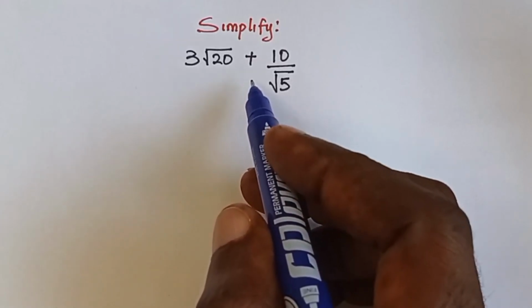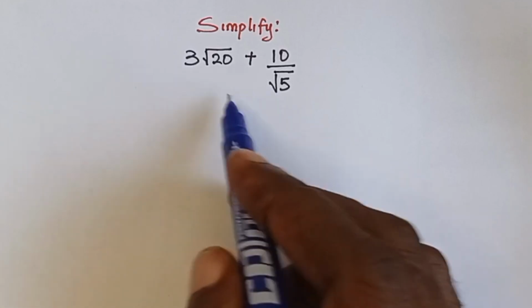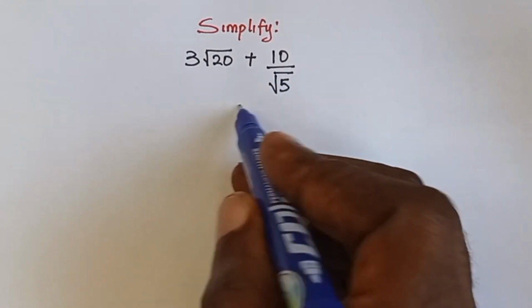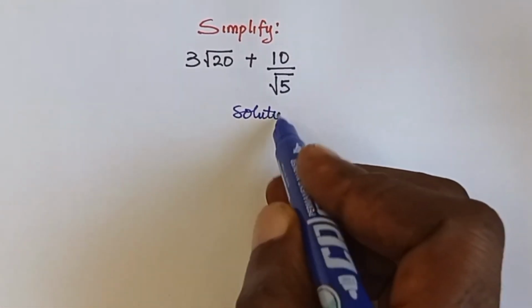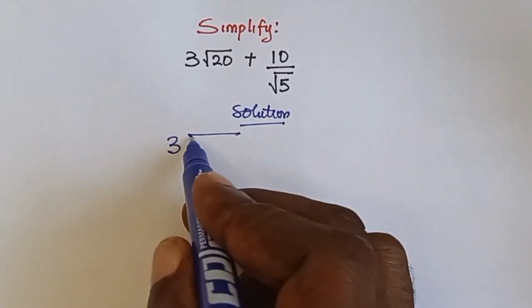In this video, I want to show us how we can simplify this radical surd expression easily. Solution. We have 3 root 20.